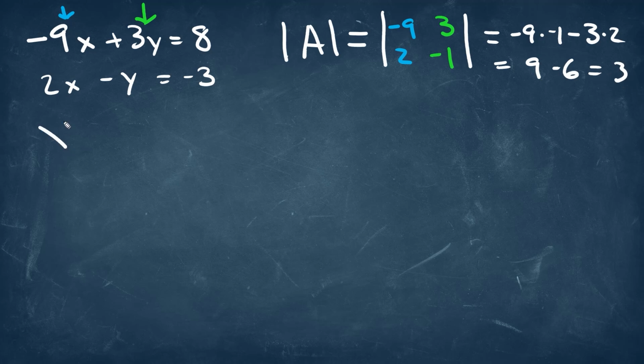Now our value of x is going to be figured out from taking the determinant of A of x over our determinant of A.